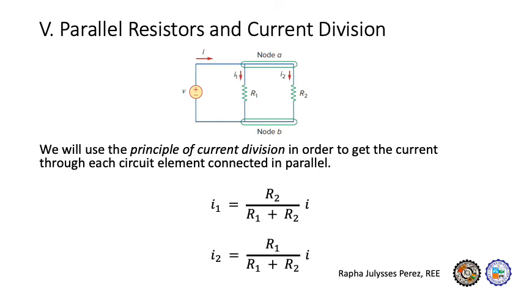Looking at the formula, the current I is divided among the resistors in inverse proportion to their resistances. So I1 here is equal to R2 divided by R1 plus R2 times the value of the current I, while I2 is equal to R1 divided by R1 plus R2 times the value of I. You can observe that the value of I1 depends on the resistance R2, while the value of I2 depends on the value of the first resistance, R1. So the current I is divided among the resistors in inverse proportion to the resistances, as I said.